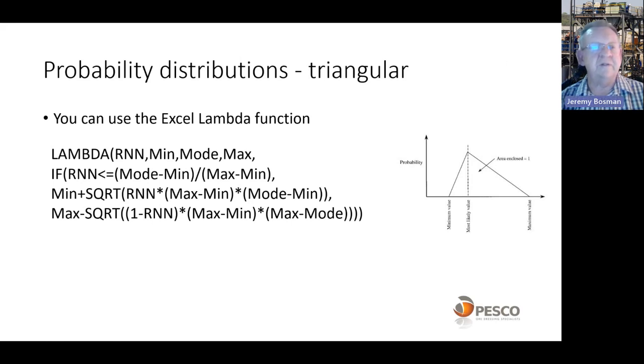So if we look at that on the first line, we've got LAMBDA, and the LAMBDA is a relatively new function in Excel. It enables you to move away from using user-defined functions and VBA code. The first 3 values, RN is your random number. Then you've got your min, your mode, and your max. So those are the inputs. And then you say if the random value is sitting to one side of the triangle, you've got a certain calculation. If the random number sits on the other side, you've got a different calculation.